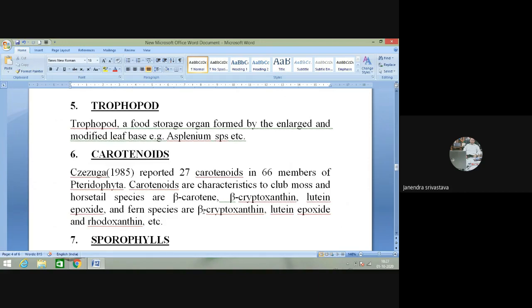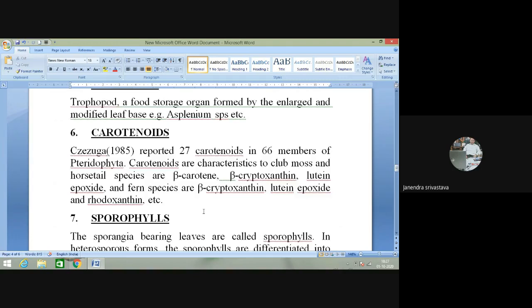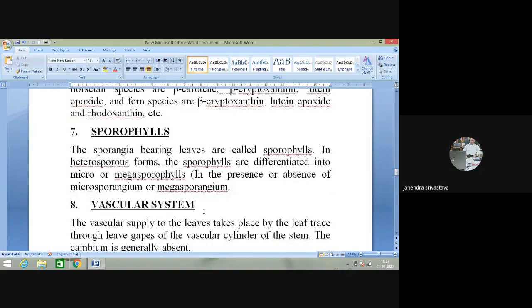Sporophylls bear sporangia. The leaves on which sporangia are present are known as sporophylls, which are differentiated into microsporophylls and megasporophylls, for example, in the presence or absence of microsporangium or megasporangium.